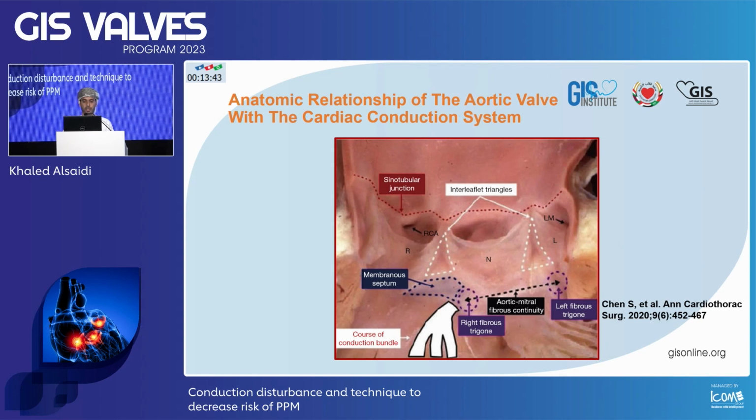So here you can see the relationship between the aortic valve and the conduction system. Between the right and the non-coronary cusp, you have the interleaflet triangle, and just below that you have the membranous septum. Below the membranous septum is the central fibrous body from which the conduction system arises, as it comes from the AV node in the right atrium and crosses to the left ventricle. So it's in very close proximity.